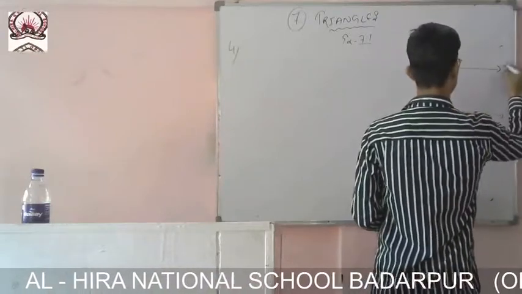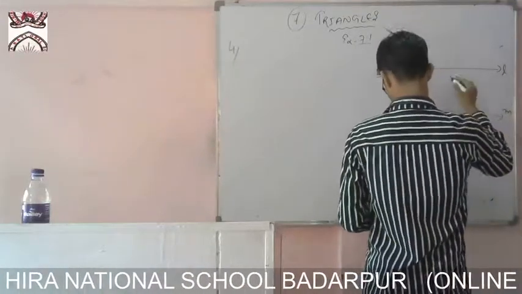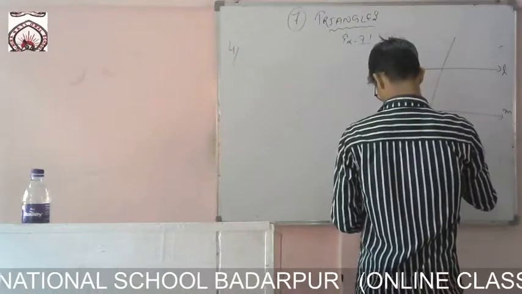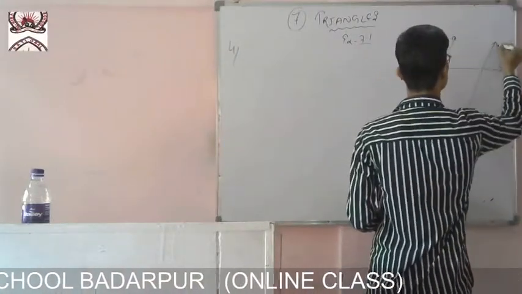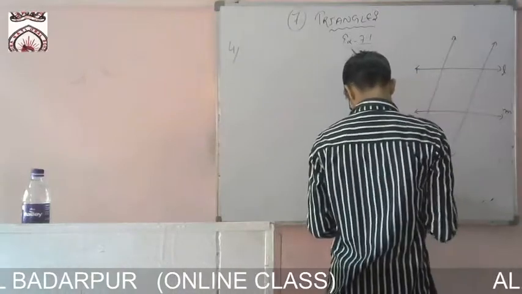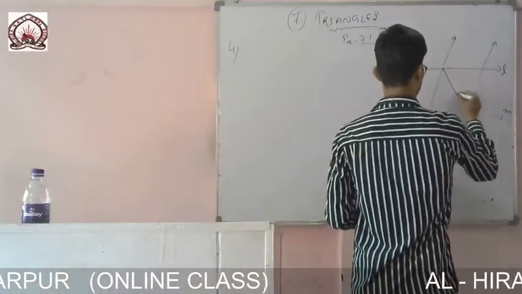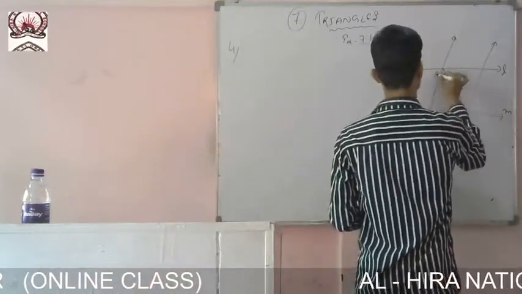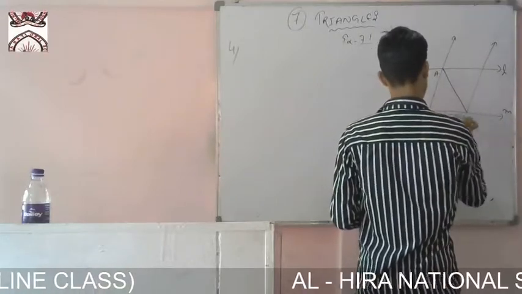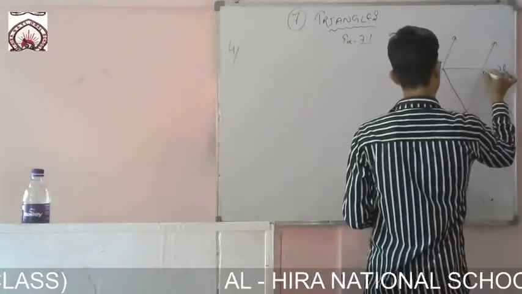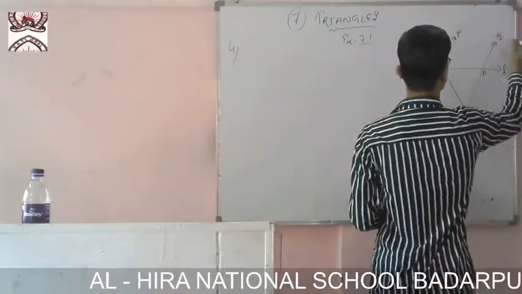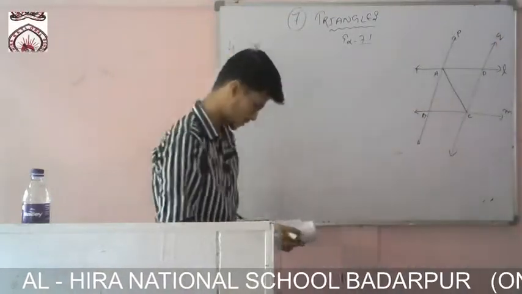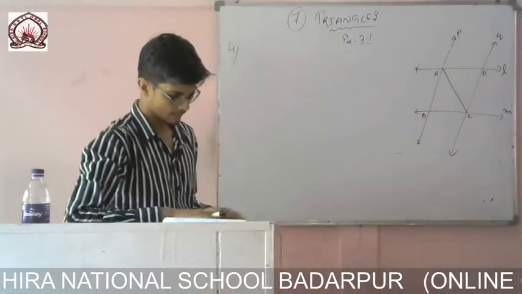Two parallel lines are given, L and M. It is given like this. Another two parallel lines, and the points of intersection are given as A, B, C and D, and this line is given as P and this one is given as Q. Okay, so these are the things given in the question.